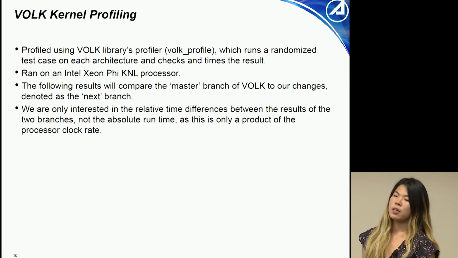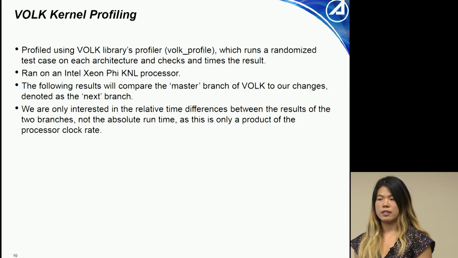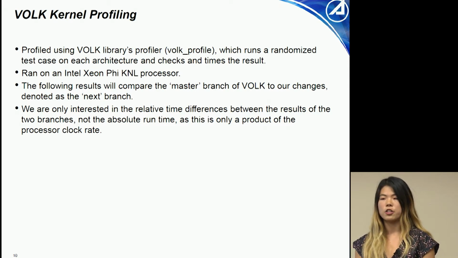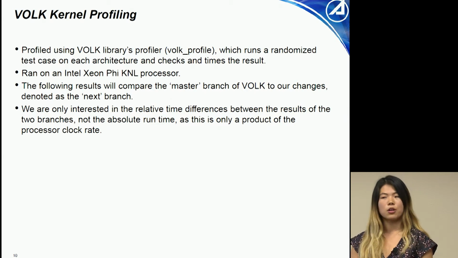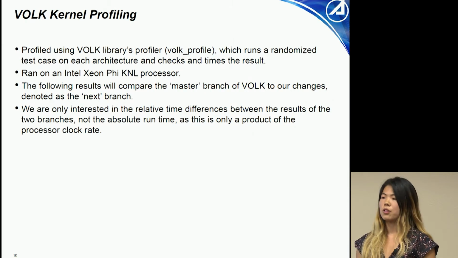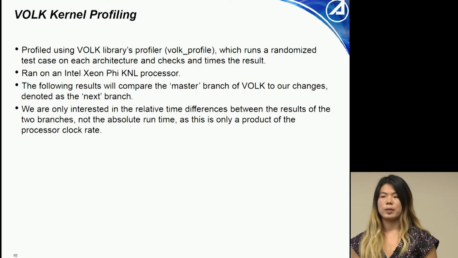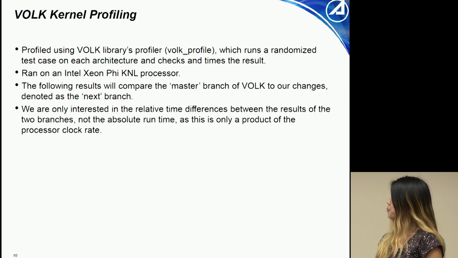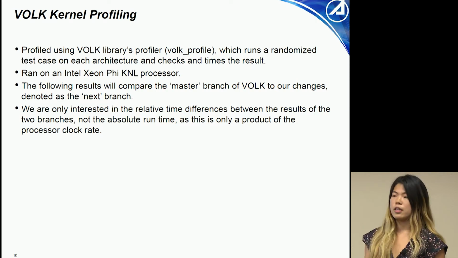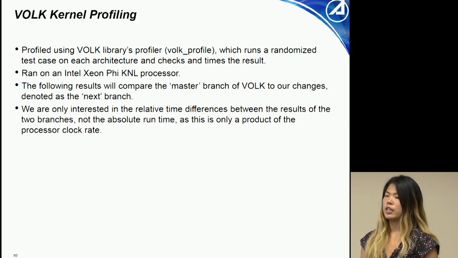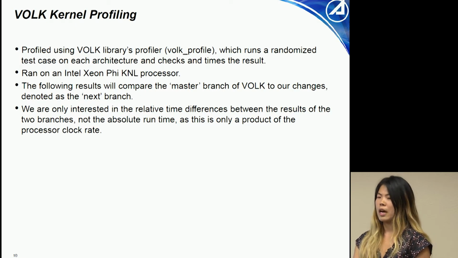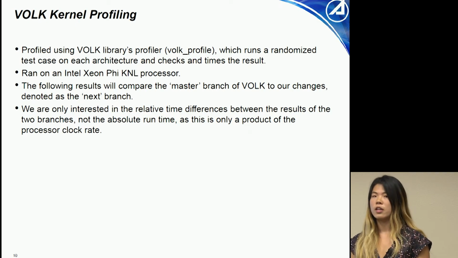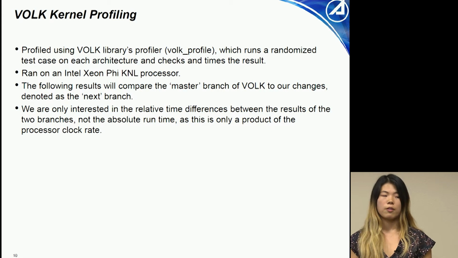The following results are going to compare the master branch of VOLK as it is now to our changes, which I will denote as the next branch. We currently have a pull request open in VOLK right now, and we're just waiting for the CLA to go through. So hopefully you guys will see our improvements pretty soon. Another thing to note is that in the following results, we're only interested in the relative time differences between the 2 branches, not the absolute time differences, as this is only a product of the processor clocking rate.